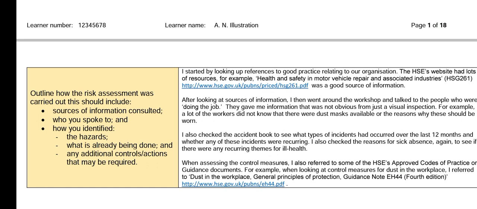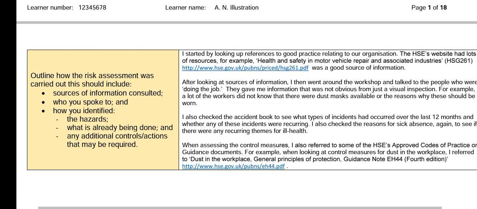outline how the risk assessment was carried out. This should include sources of information consulted, who you spoke to, how you identified the hazards, what is already being done, and any additional controls or actions that may be required. In this section, you will identify the sources of information. We already studied this. We have external source and internal source.